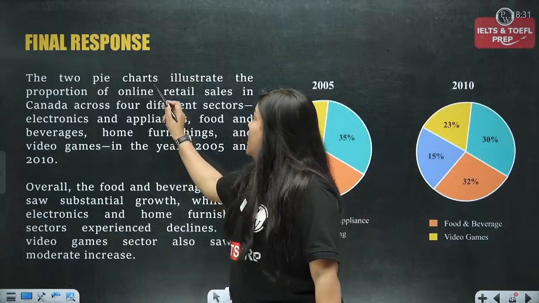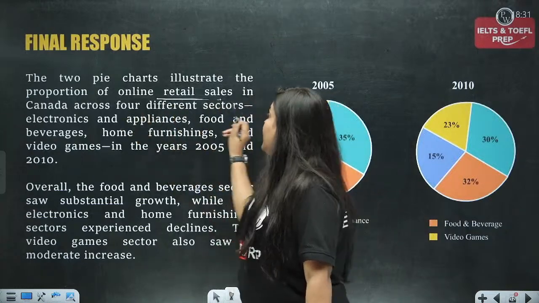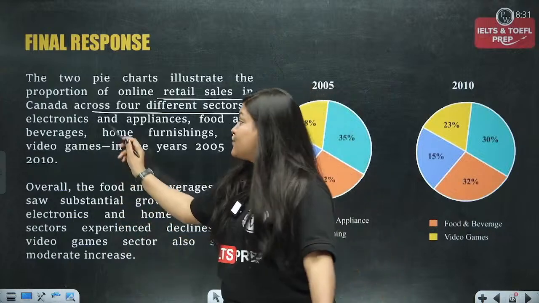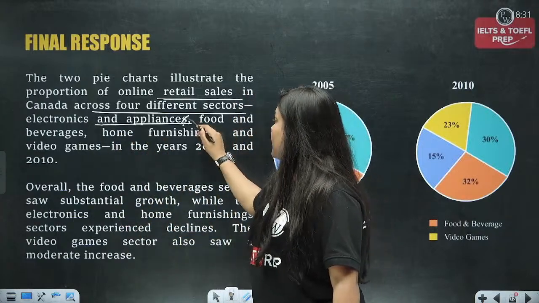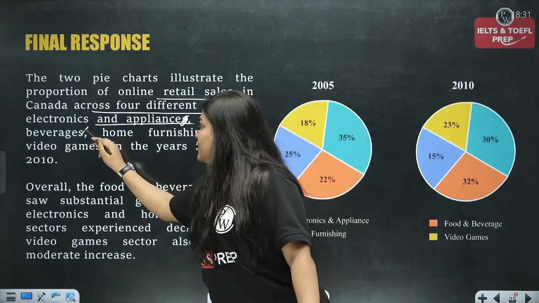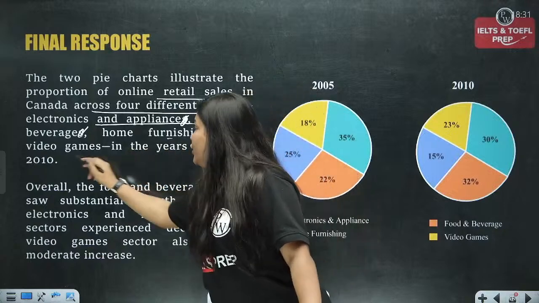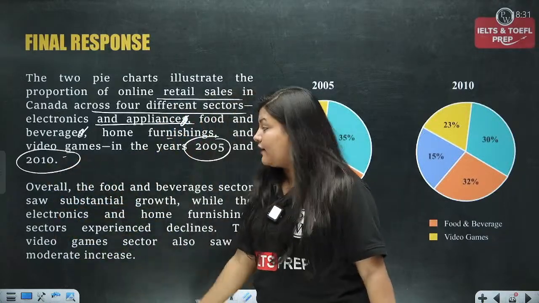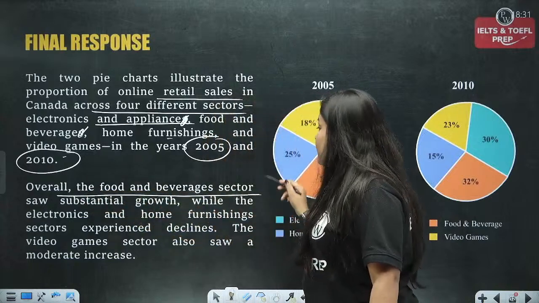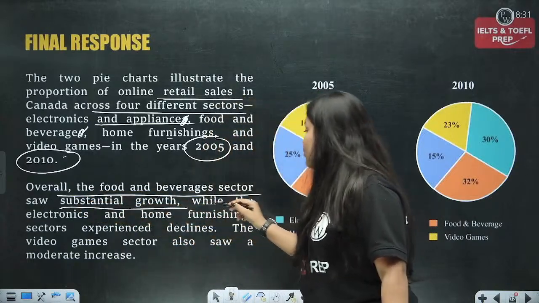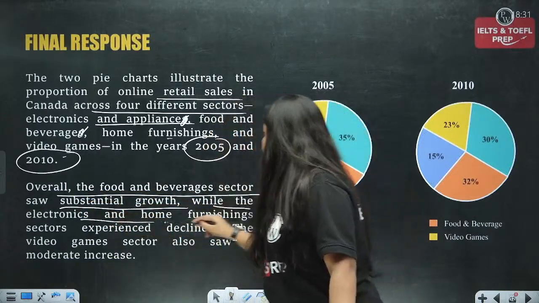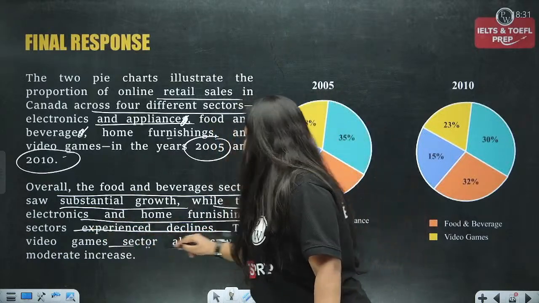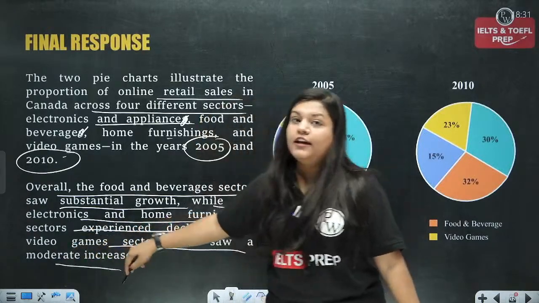Now, have a look at the final response. The two pie charts illustrate the proportion of online retail sales in Canada across 4 different sectors: electronic and appliances, food and beverages, home furnishing, and video games in the years 2005 and 2010. Now, overall, the food and beverage sector saw substantial growth, while the electronic and home furnishing sectors experienced declines. The video game sector also saw a moderate increase.